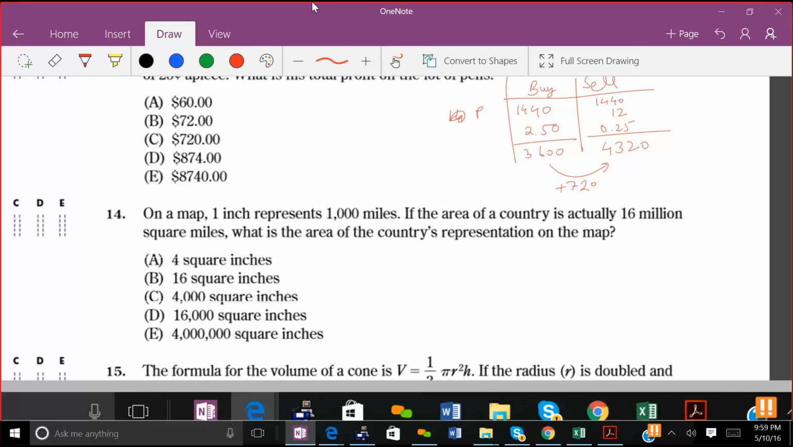Is it E? See, this one has a trap, you know. Yeah. The trap is the square miles. Remember I was telling you about cross multiplication traps, the unit traps. This one is one with the dimension trap. Okay, they change the dimension on you.